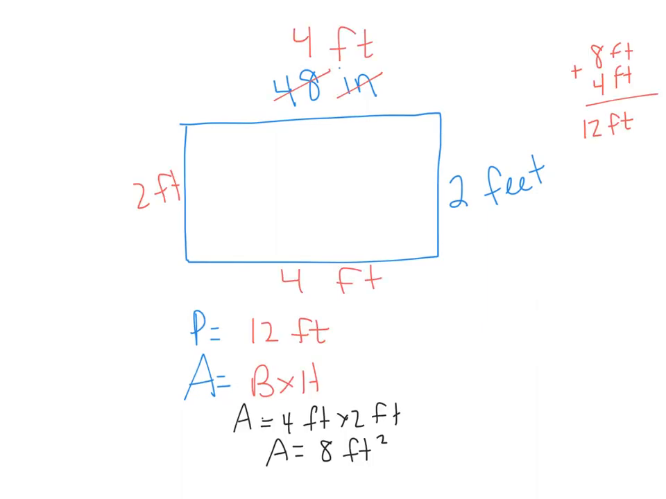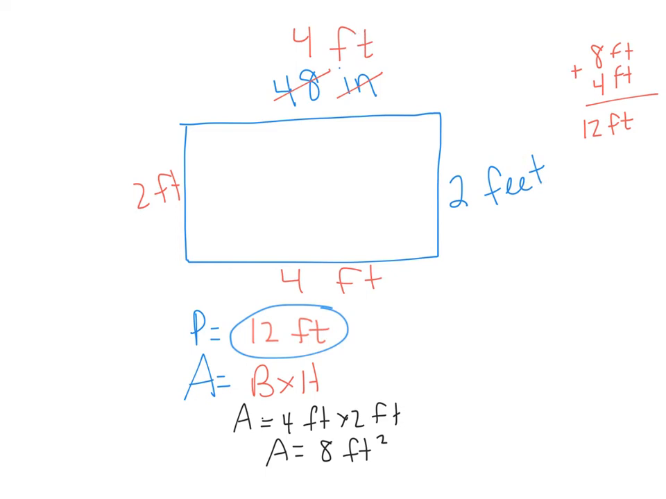Okay, the answers are in here, and the perimeter is 12 feet. I hope that you converted this up here, the 48 inches, into feet. You can't have different measurements. They have to be the same here. Both are feet in this circumstance.